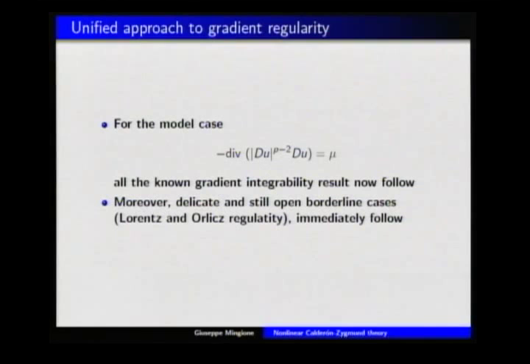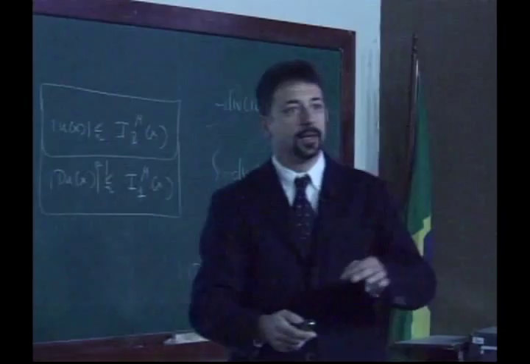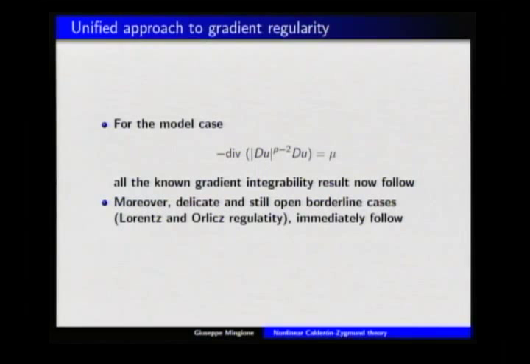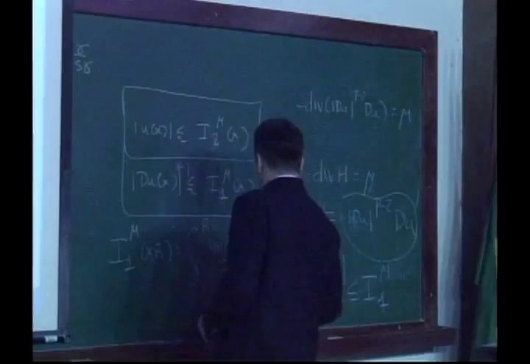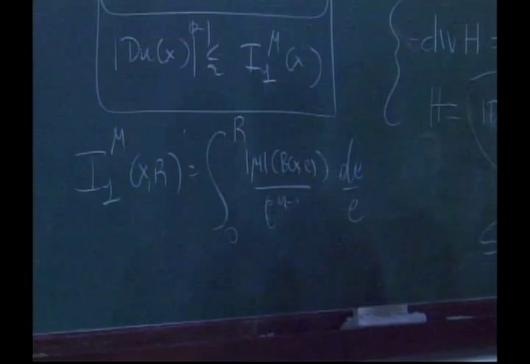And of course, also many delicate borderline cases are now following, because there are cases that are strictly in between the methods for energy solutions and non-energy solutions, and therefore the techniques do not meet there, but now you bypass everything and they just follow as a corollary of the estimate. Okay, there's even a more surprising fact. Let me recall the definition of this Riesz potential. This is the truncated Riesz potential. So you integrate the total variation against the measure. And you see that, for instance, you have immediately a solution to a very long-standing open problem.